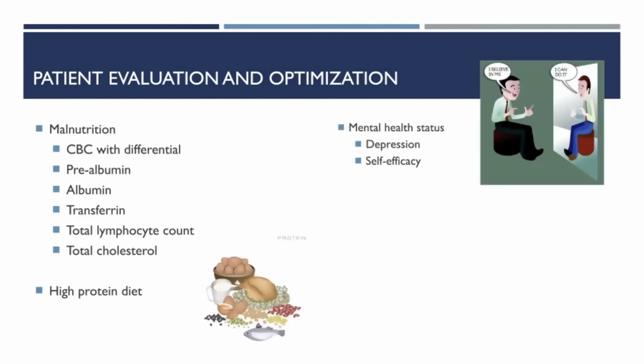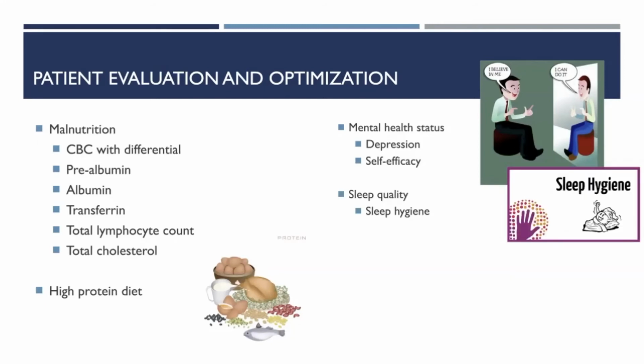In addition, the patient's mental health status needs to be addressed. Depression and self-efficacy are 2 areas of concern. Depression should be addressed and treated. Self-efficacy should be evaluated and coached if possible. Self-efficacy is basically a belief in yourself or self-confidence. Sleep hygiene is also important. If your patient is not getting high quality sleep, they're not going to do well with the transport.